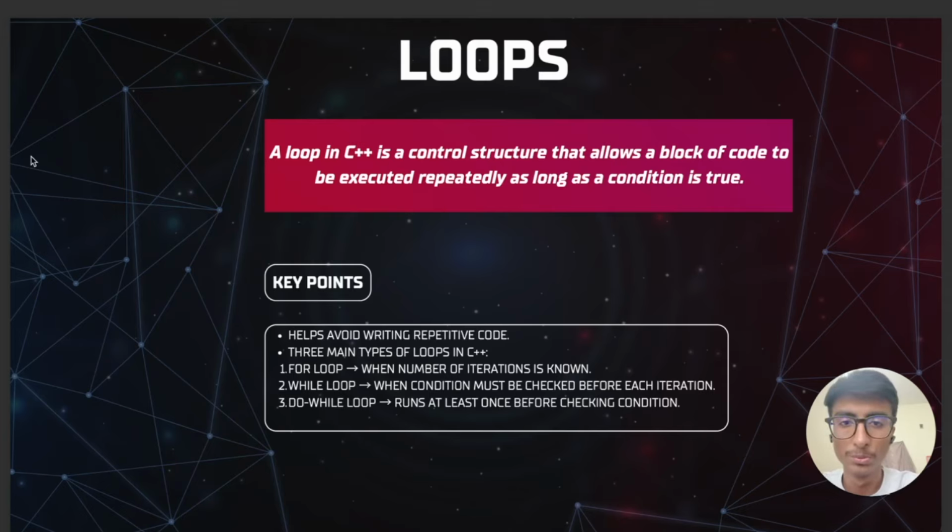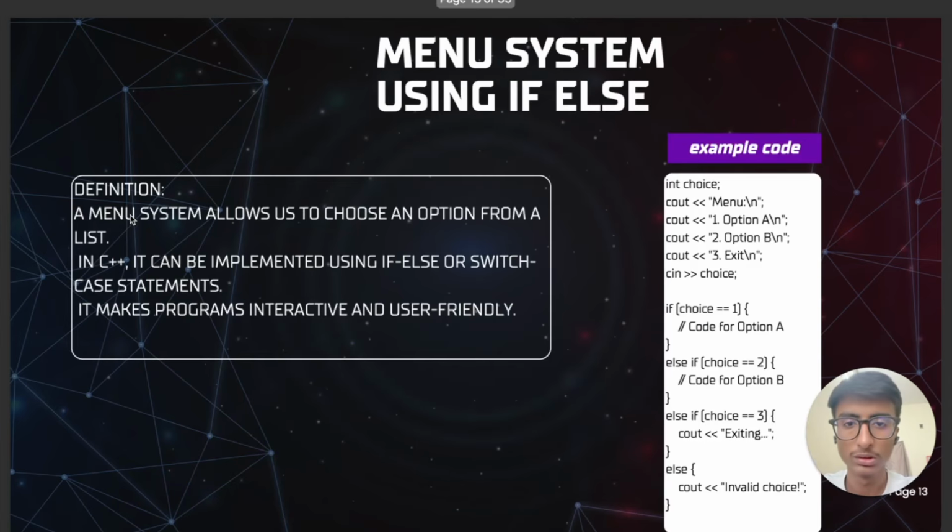I have used loops and if-else in my project to build a menu system. So we'll learn about menu systems using if-else. Its definition: a menu system allows us to choose an option from a list. In C++, it can be implemented using if-else or switch case statements. It makes the program interactive and user-friendly.